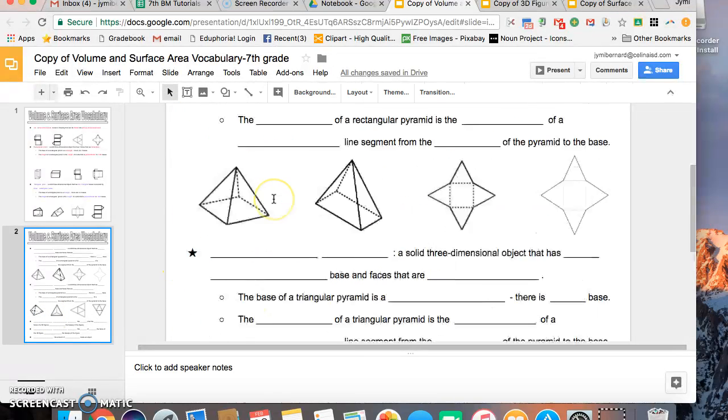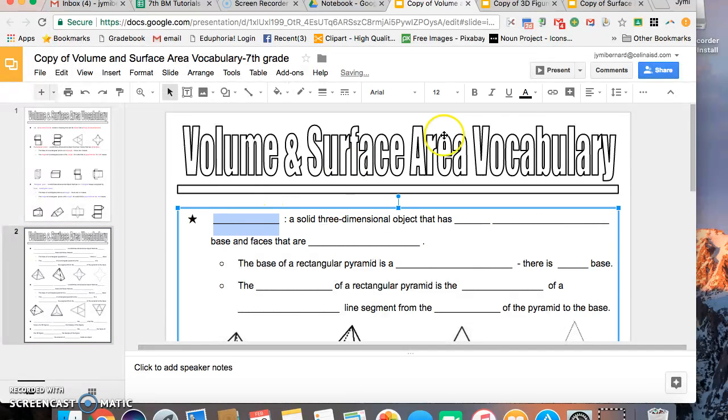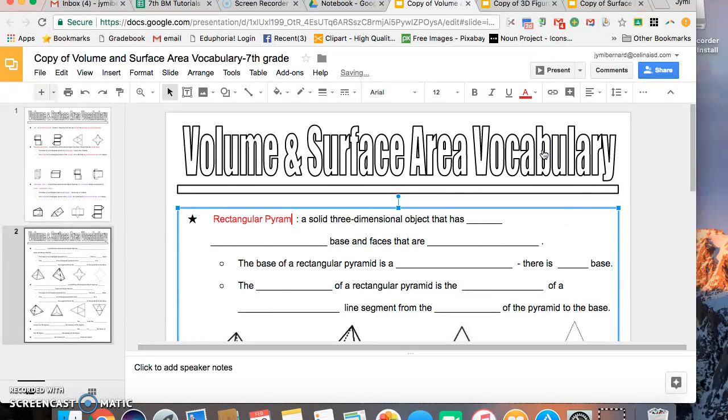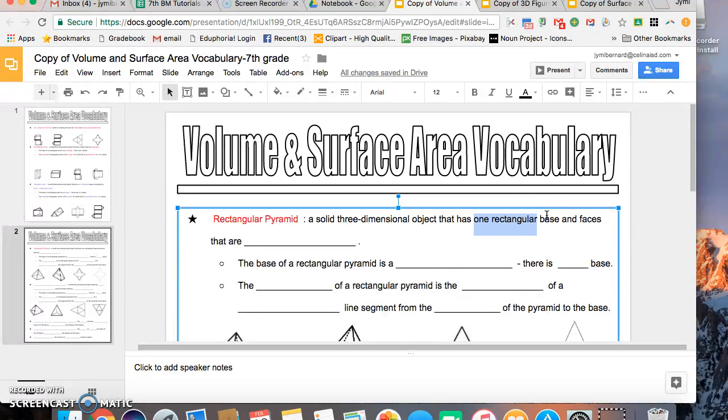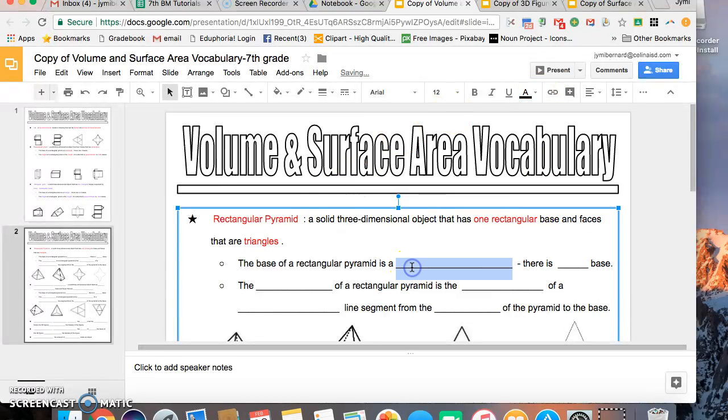Okay, your next one, we're going to talk about rectangular pyramids. It's a solid three-dimensional object that has one rectangular base and faces that are triangles. So if your shape is mostly rectangles, it's a prism. If your shape is mostly triangles, it is a pyramid.